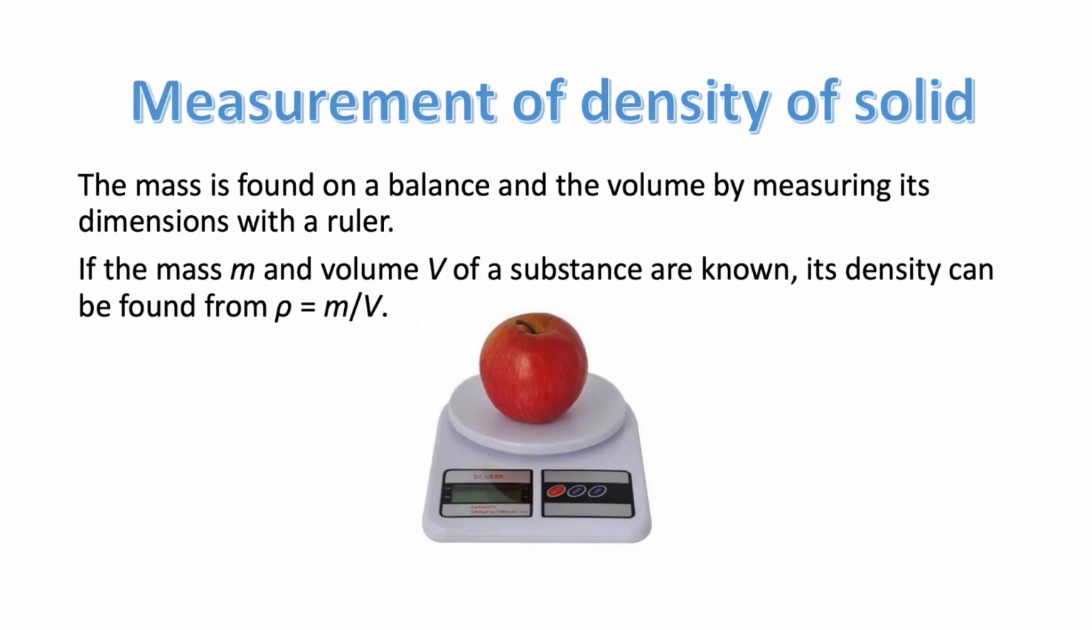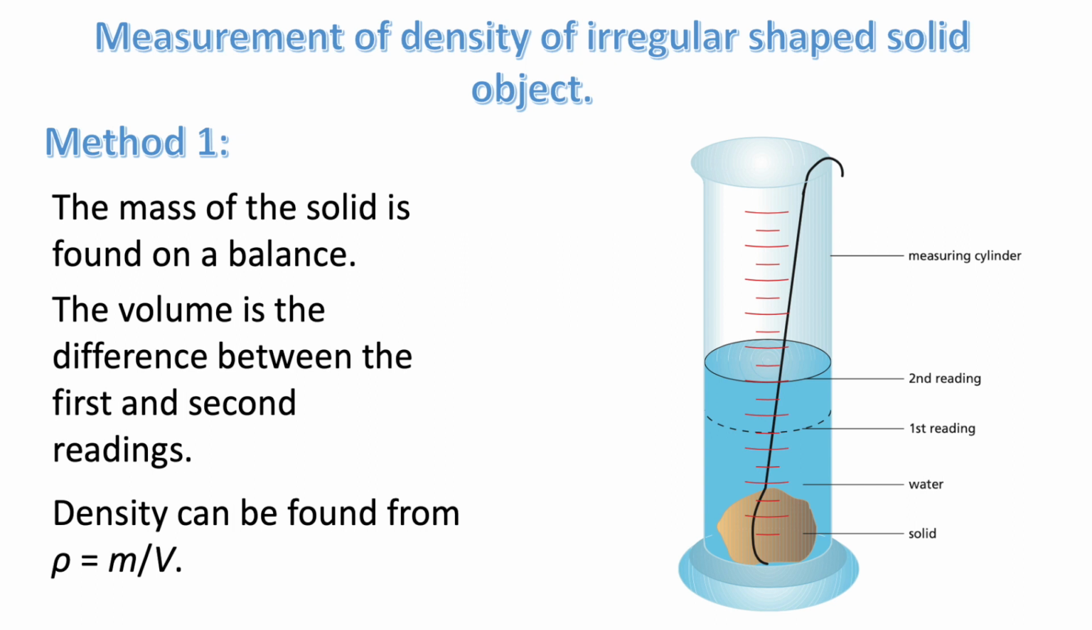Measurement of density of solid. The mass is found on a balance and the volume by measuring its dimensions with a ruler. If the mass m and volume v of a substance are known, its density can be found from the equation rho equals mass divided by volume.